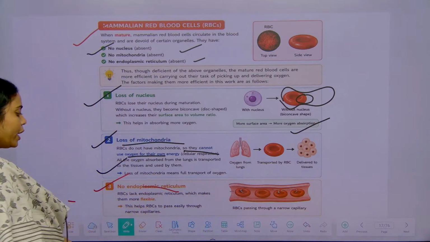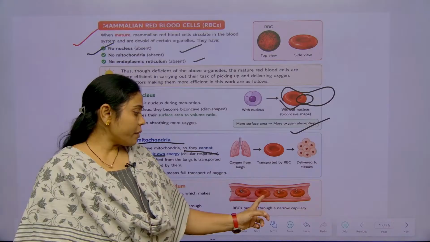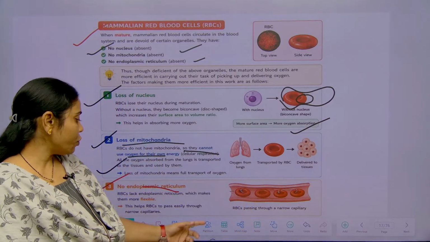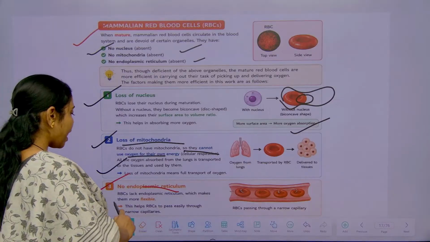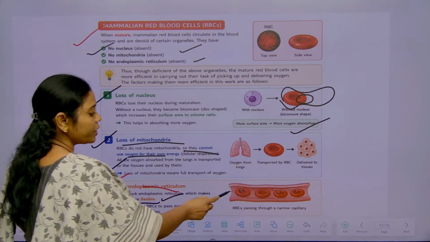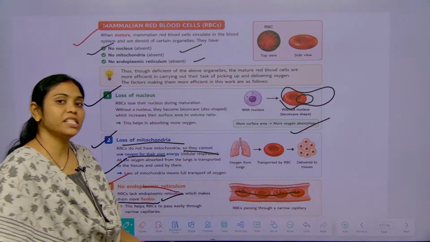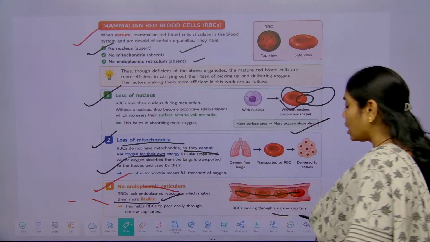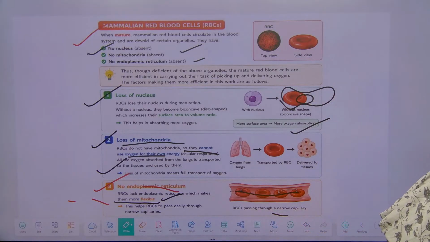And no endoplasmic reticulum. So, the RBCs do not have the endoplasmic reticulum also. Because of this, what is the use? The RBC can be transported in the blood vessel in a flexible manner, so it can move easily even in the narrow capillary also.